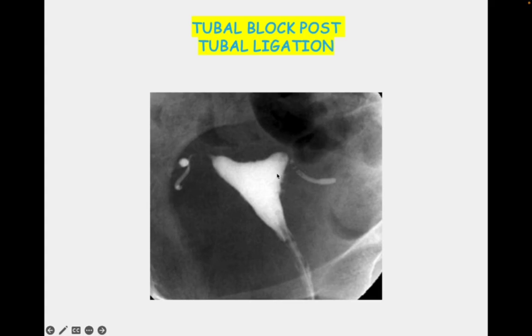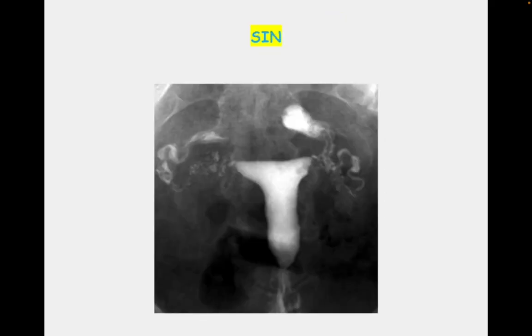So this is a typical picture which is showing the tubal block post tubal ligation. As you can see here, the tubal ligation has been done. This abrupt ending of the contrast media is suggestive of tubal ligation, tubal block post tubal ligation.